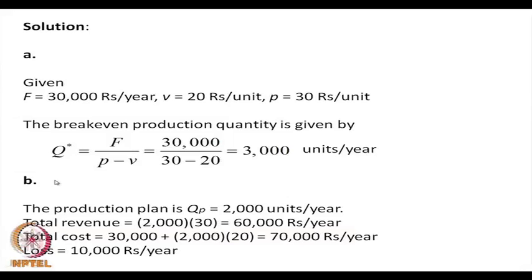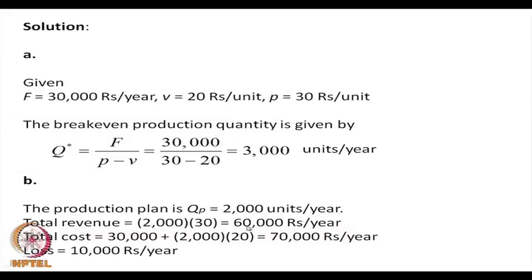But the second part says, for some reason the company has decided to produce only 2000 units per year. If this is the production plan, then the total revenue is 30 into 2000, which is 60,000 rupees, but the total cost is the fixed cost 30,000 plus the variable cost 20 into 2000, which is 40,000. So, 40 plus 30 is 70,000 rupees is the cost, whereas the revenue is only 60,000. So, the difference is therefore a loss. So, this is in the loss zone.